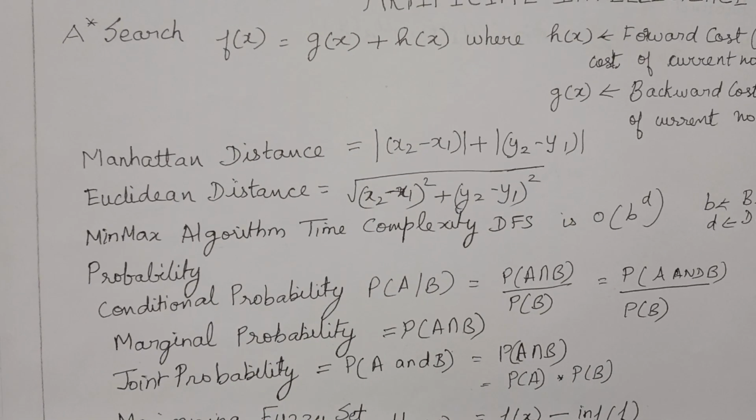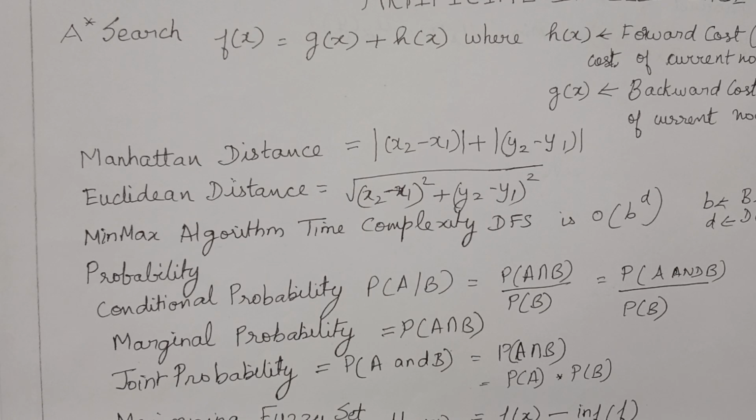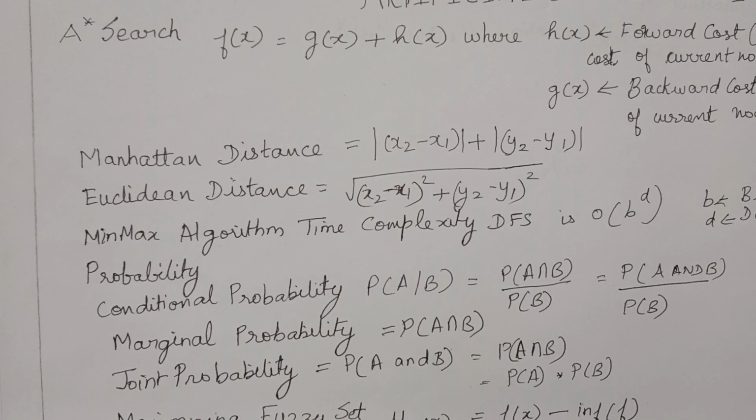Now Manhattan distance equals the absolute value of x2 minus x1 plus the absolute value of y2 minus y1. Euclidean distance is the square root of x2 minus x1 the whole squared plus y2 minus y1 the whole squared. The minimax algorithm complexity, as in depth first search, is O of b to the power of d, where b is the branching factor and d is the depth.